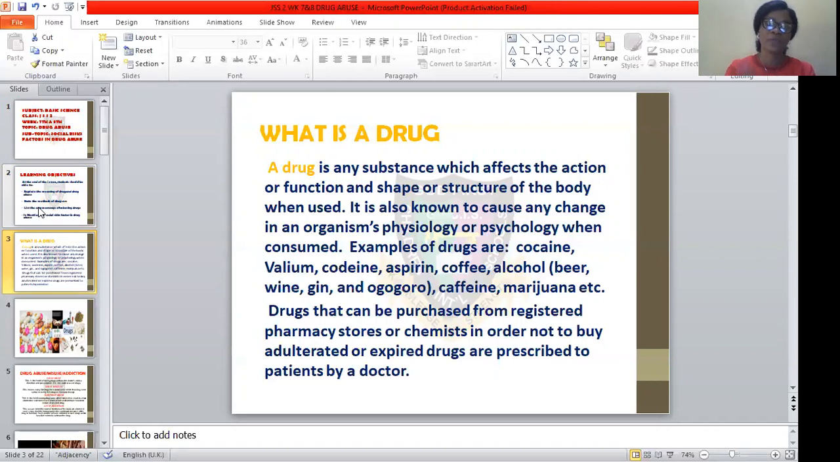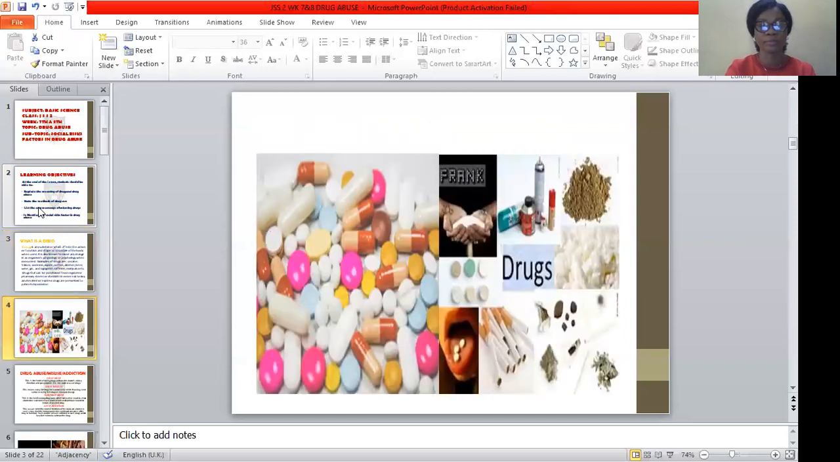Drugs can be purchased from registered pharmacy stores or chemists, and in order not to buy adulterated or expired drugs, they are prescribed patient to patient by doctors. That is, before you can go to a chemist or a pharmacy to buy any drug, it must be prescribed by a doctor. And why are they prescribing drugs for us? It's just for us not to buy fake or adulterated drugs. That is why you need to go to a registered pharmacy or hospital to purchase any drugs you want to use.